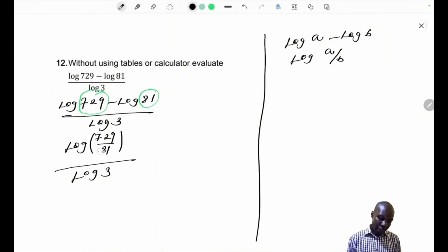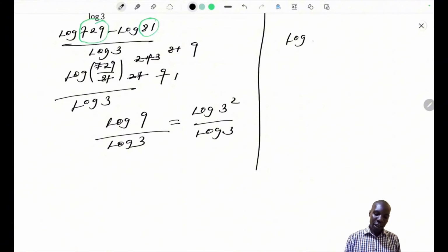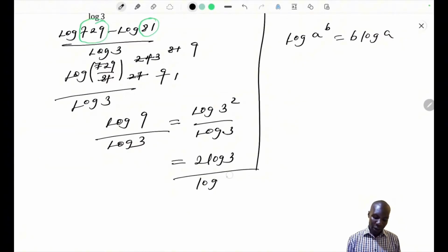So 3 goes into 27 nine times, 3 goes into 243 eighty-one times. 9 goes into 81 nine times. So we'll have log of 9 over log of 3. This is the same as log of 3 squared over log of 3. You know that log of a to power b can be written as b log of a. So this will give us 2 log of 3 over log of 3. You cancel out log of 3 and log of 3, and we remain with 2. That is the answer for that.